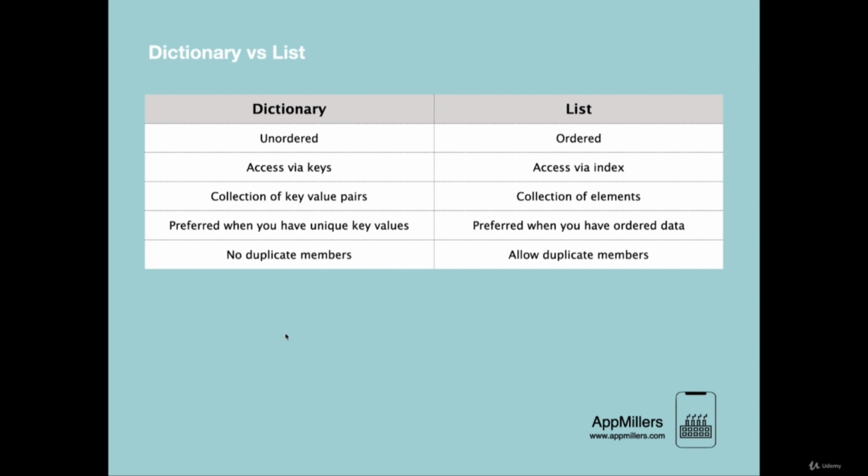So let's continue to the next point. The next point is in dictionary, we access the values using their keys. But in case of list, we are accessing them using index. So if you know the keys, the dictionary is very efficient.